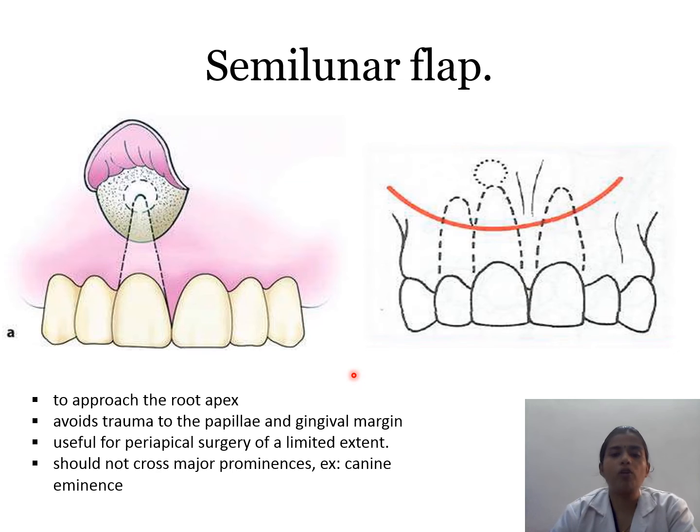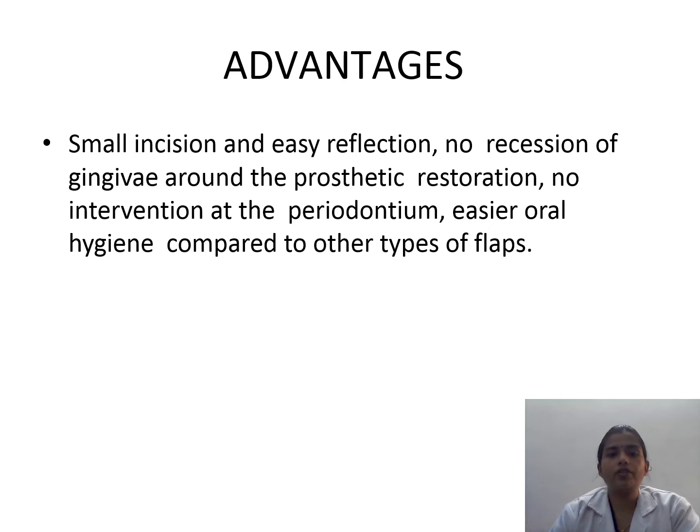It avoids trauma to the papilla and gingival margin. It is useful for periapical surgery of a limited extent. It should not cross major prominences, for example, canine eminence. Advantages of semilunar flap are small incision and easy reflection, no recession of gingiva around the prosthetic restoration, no intervention at the periodontium, and easier oral hygiene compared to other types of flaps.